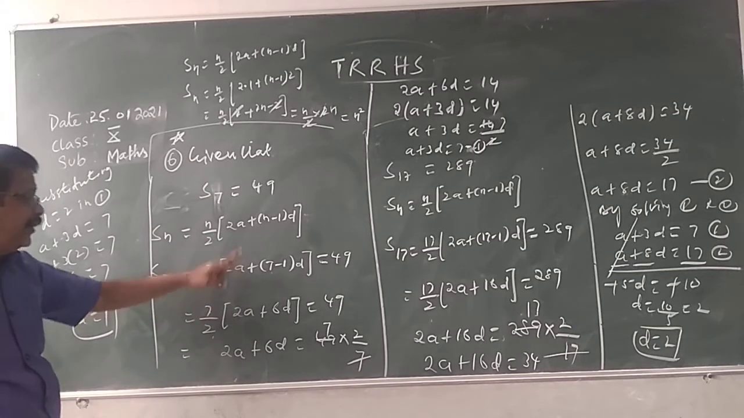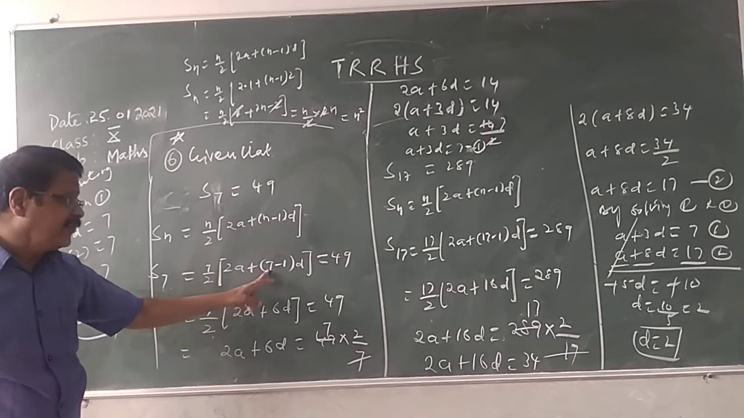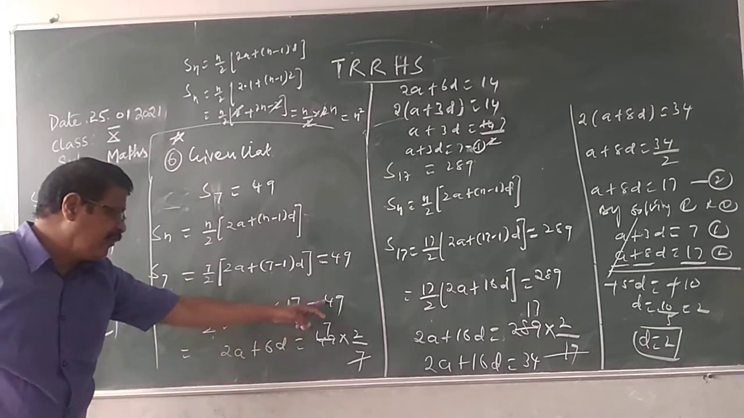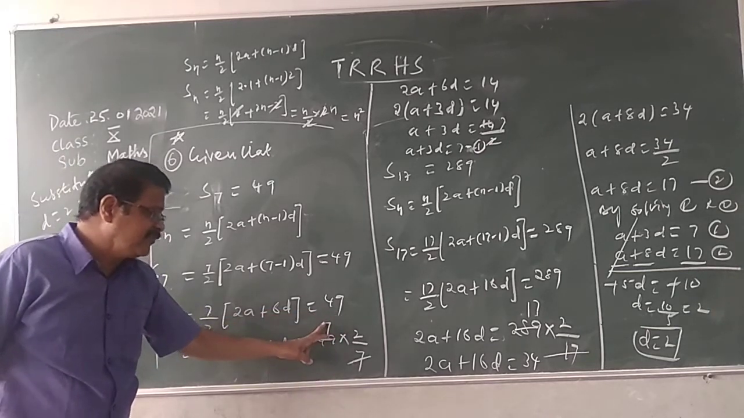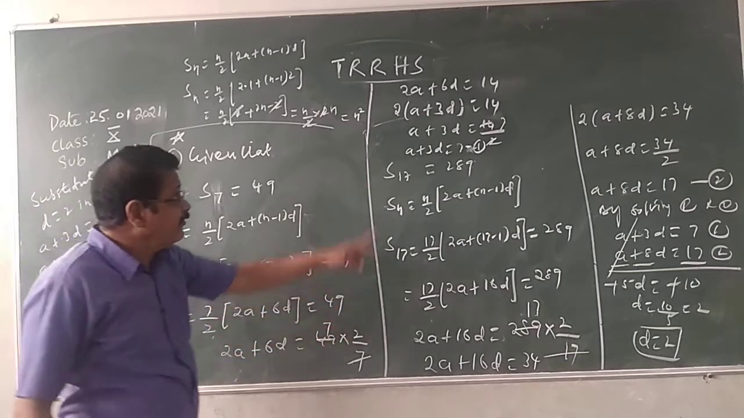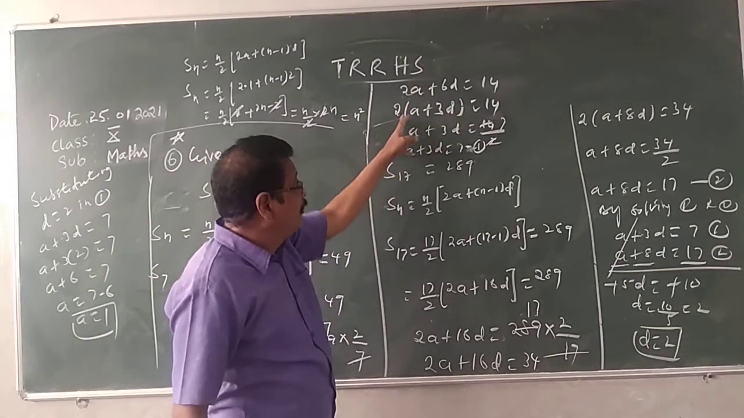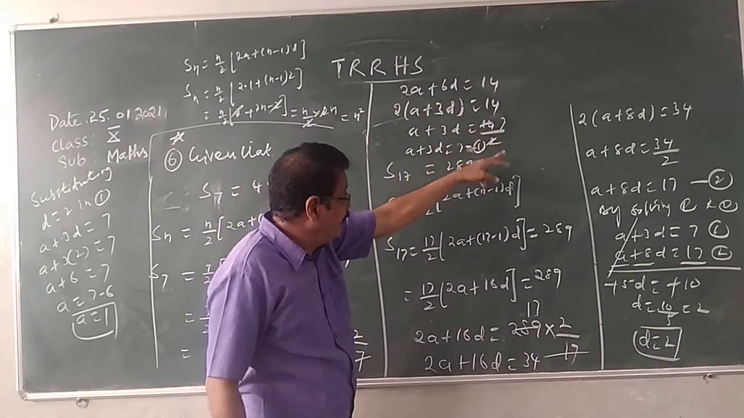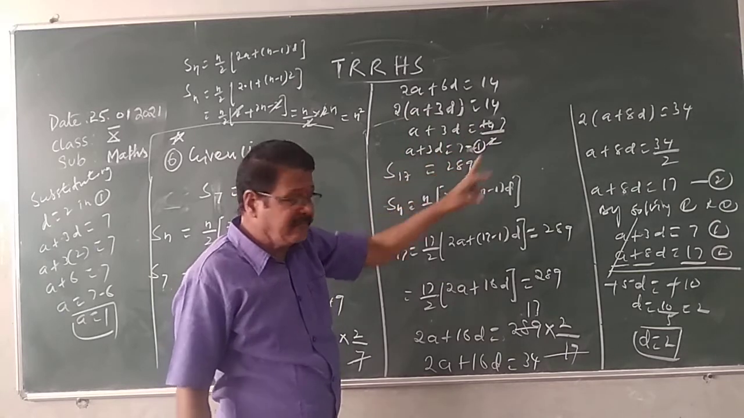7 by 2 into 2a plus 7 minus 1 into d is equal to 49. 7 by 2 into 2a plus 6d is equal to 49. So 2a plus 6d equals 49 times 2 by 7, which is 14. Taking 2 common, a plus 3d equals 7. This is the first equation.